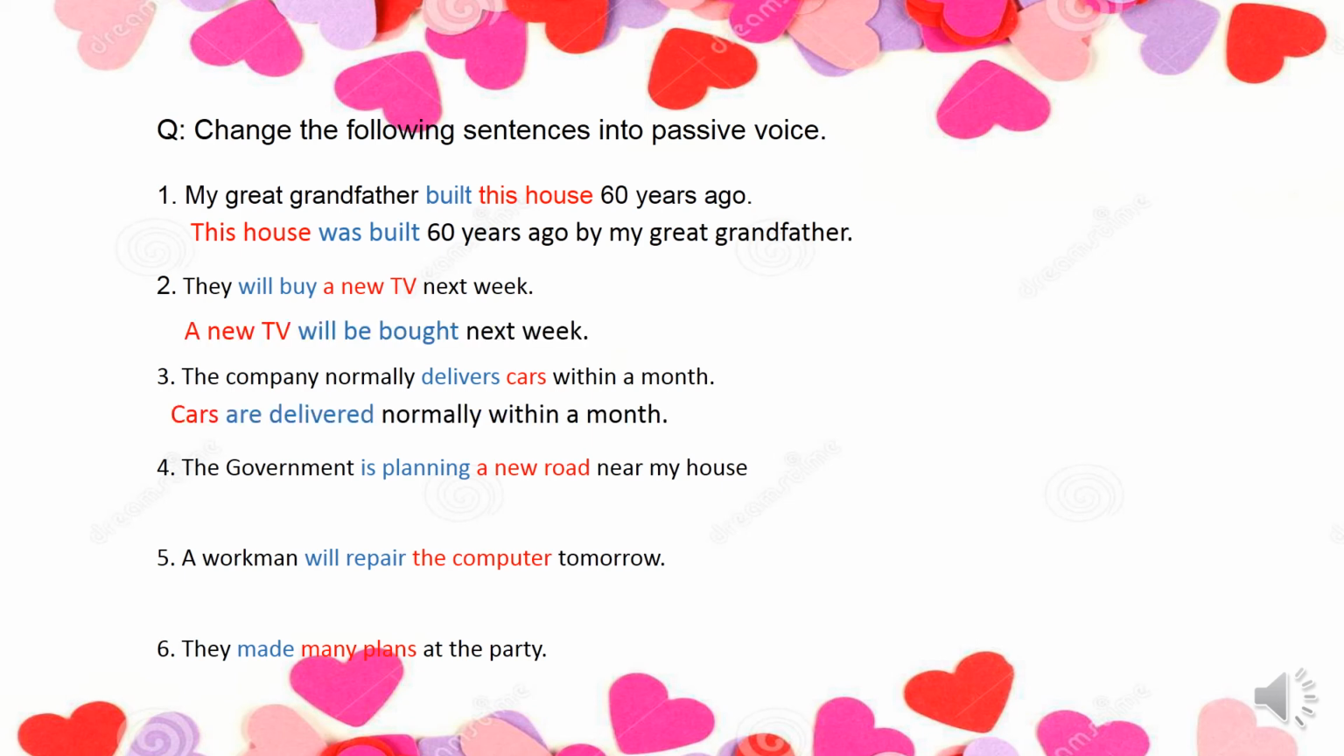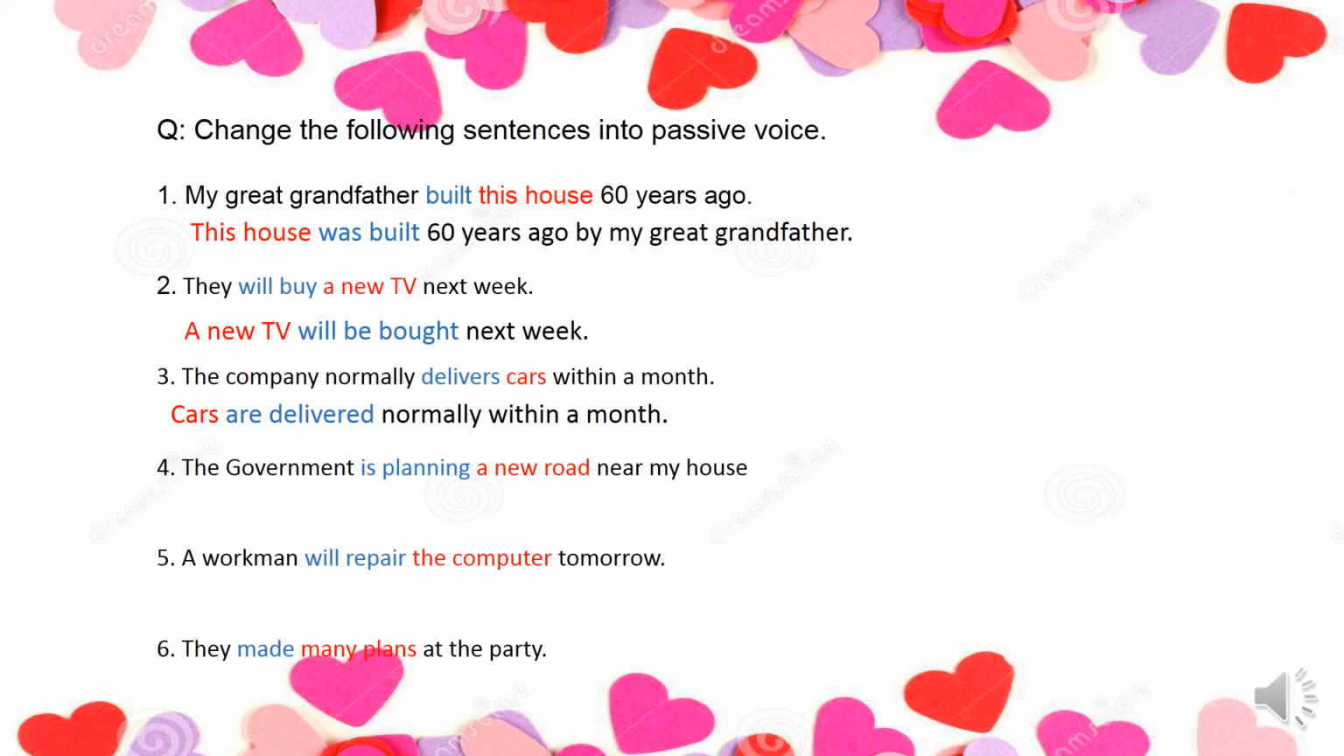Number 3, as you see, already you have the answer. The company normally delivers cars within a month. You bring the object. Then you add is, are, or was, were, or be, or being. Now, لأنه delivers verb with us شو بناخد is أو are. Cars plural, so we add are. Verb 3 from deliver, delivered, and you complete the sentence. التكملة هي normally within a month. We don't put by the company because it's not known which company.